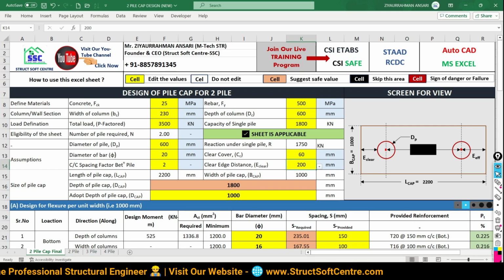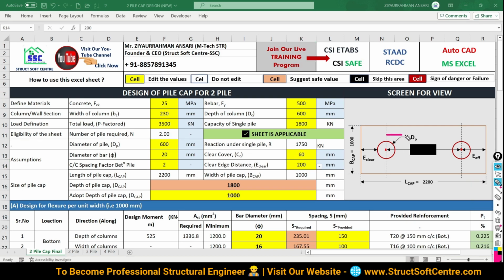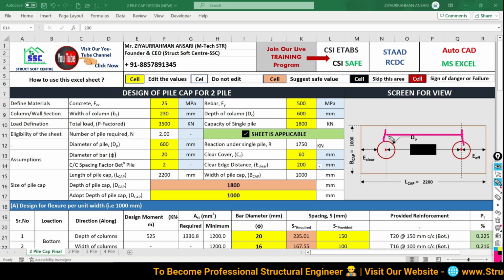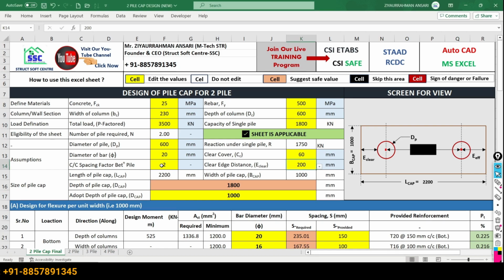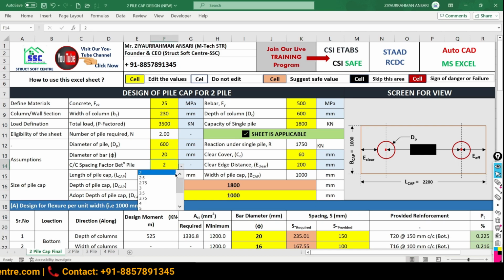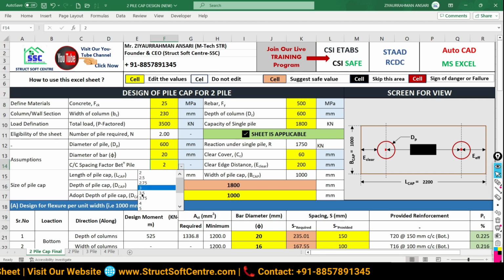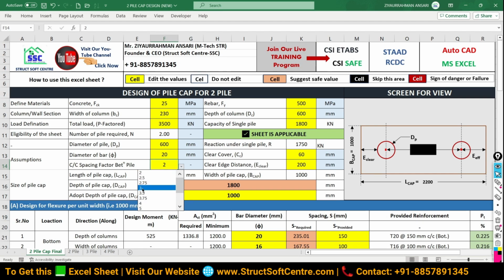Very important point, we have to find out the center to center distance between the two piles, and as per the codal recommendation it should be between 2.5 to 3. So here I am going to consider the center to center distance factor as 3. You can choose 2, 2.5, 2.75, 3, as per your convenience. So I am going to choose 3.